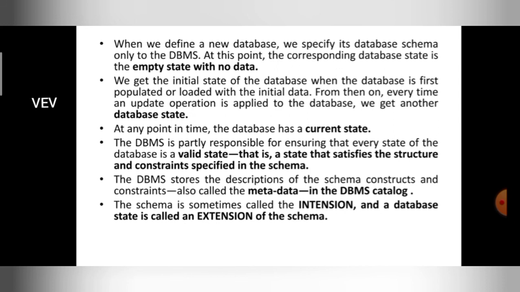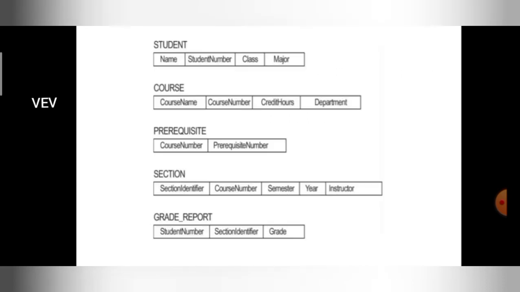Hope you are understanding. So what is the metadata? Whatever description you are storing here, student description, course description, this can be called a metadata. By seeing this you can understand that I am storing the student data, the course data, the section data, the grade report data in my database. This is metadata. Hope you are understanding, guys.